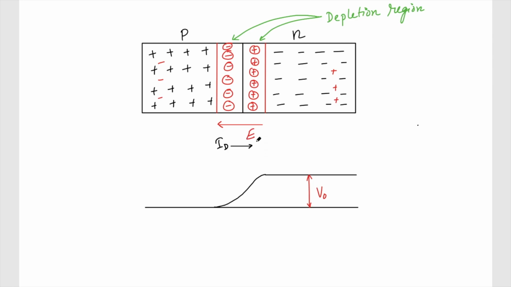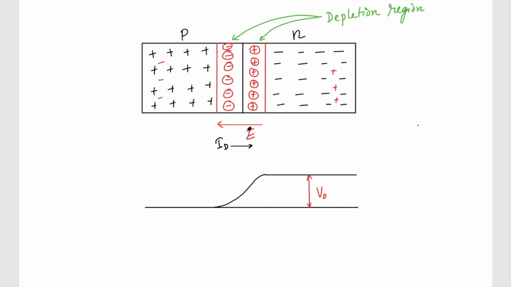But the question is, if there's a diffusion current, all the holes will eventually get diffused in this direction and the electrons will get diffused in this direction, and the depletion layer should increase. Okay. So the question is, will it happen in that way? It doesn't happen in that way. So basically one more phenomenon is happening here.